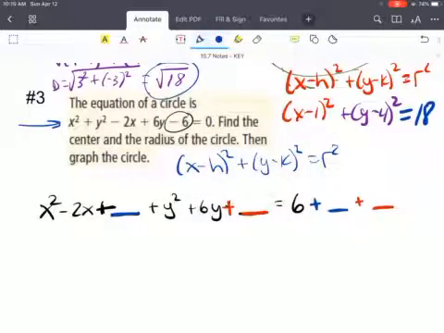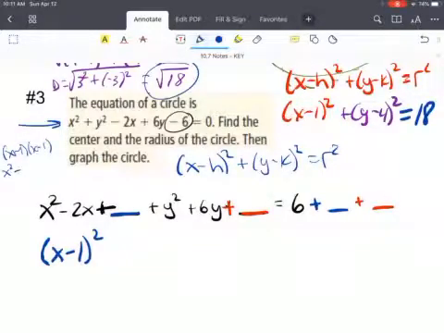So when we are factoring for completing the square, we're going to take half of negative 2. We're going to get x minus 1 squared. If we were to think about what x minus 1 squared is, if I was to FOIL that out, I would get x squared minus x minus x plus 1, which is x squared minus 2x plus 1. So if I had x squared minus 2x plus 1, it would factor to x minus 1 squared.